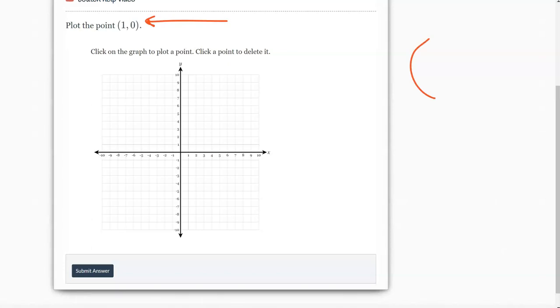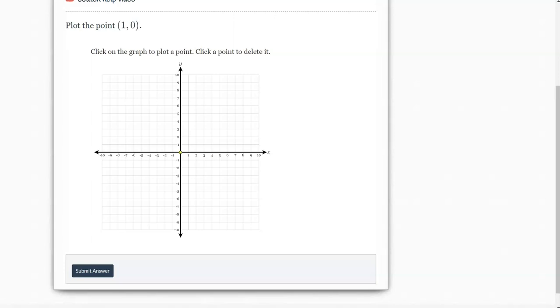Now, if you don't remember, an ordered pair consists of an x-coordinate and a y-coordinate. The x-coordinate is your movement along the x-axis, and your y-coordinate is your movement along the y-axis. So you'll see that the x are left and right movements, and the y are up and down movements. You've got to make sure you're moving in the correct direction.